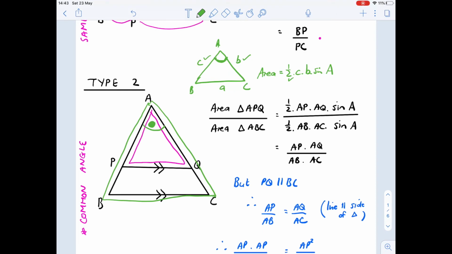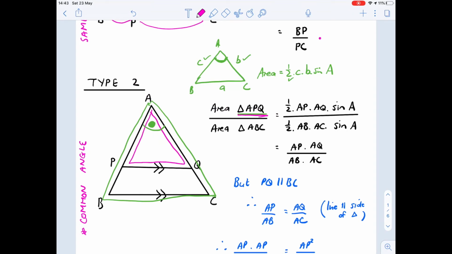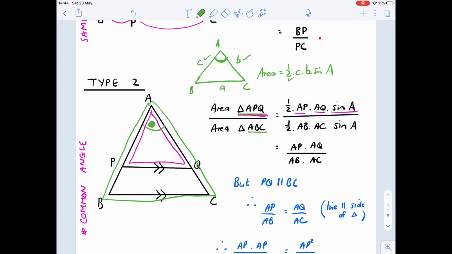So now applying that here in this type 2 example, the area of triangle APQ is going to be half times AP times AQ times the sine of the included angle A. And then the area of triangle ABC is going to be half times AB times length AC times the sine of the included angle A. Now, once again, we can cross out everything that's common. And we are left with AP times AQ over AB times AC.